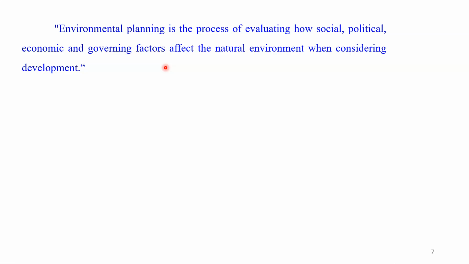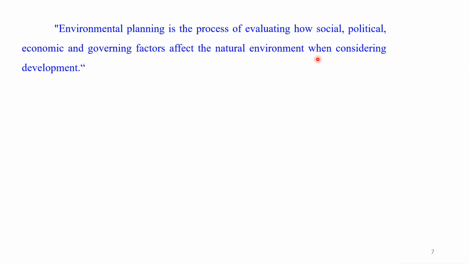So when you are talking about environmental planning and economic development, what should you include? What should you think? It is the process of evaluating how social, political, economic and governing factors affect the natural environment. Means what? It is very simple. In other words, when you continue economic development, what is the social impact of that society on that environment?